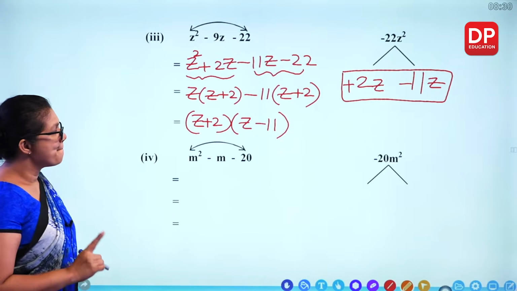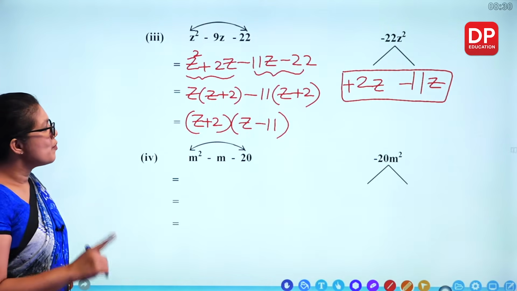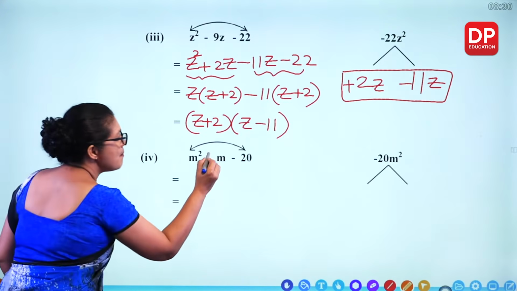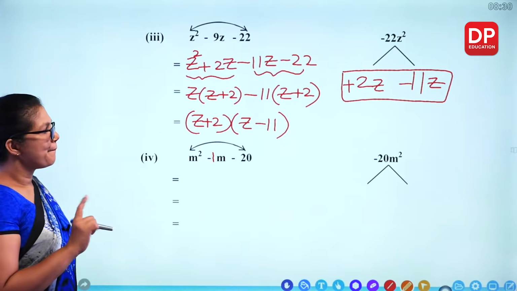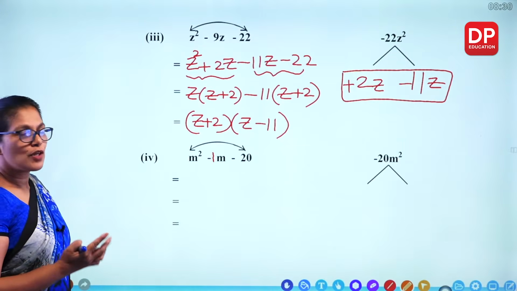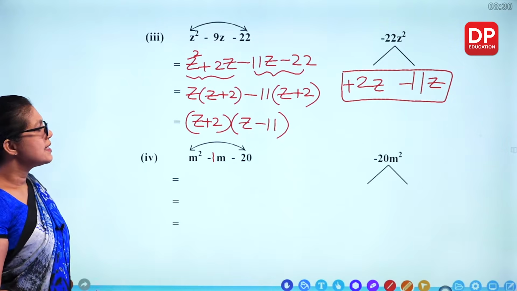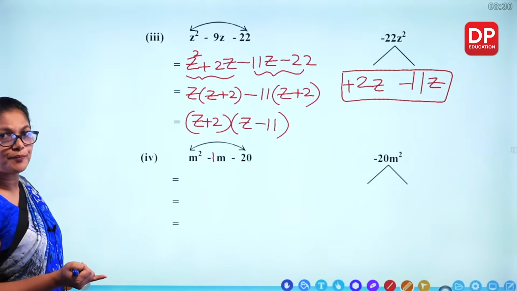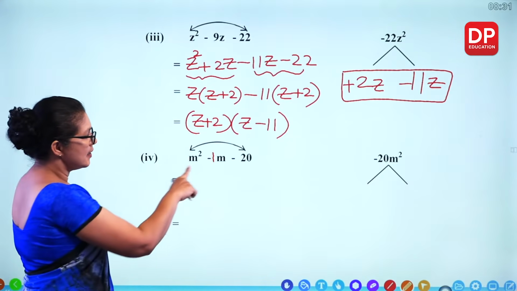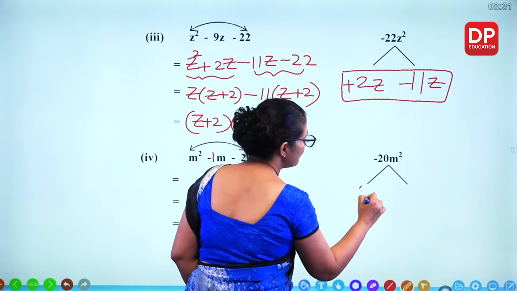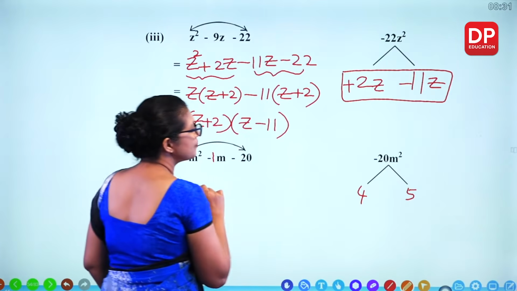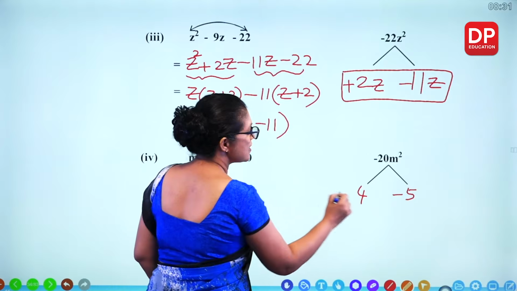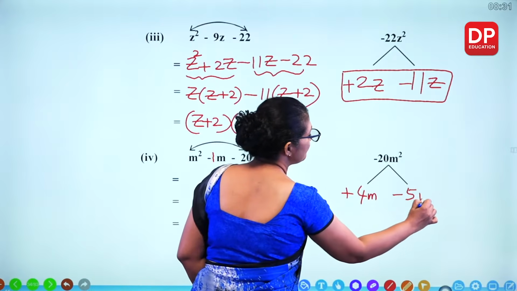This one, minus 20m squared when you multiply first and the last. Middle term is minus, m means this is minus 1m. Factors of 20. 1 with 20, 2 with 10 and 4 with 5. 4 and 5. Difference is 1. And the middle term is negative means bigger number is negative and this is positive.